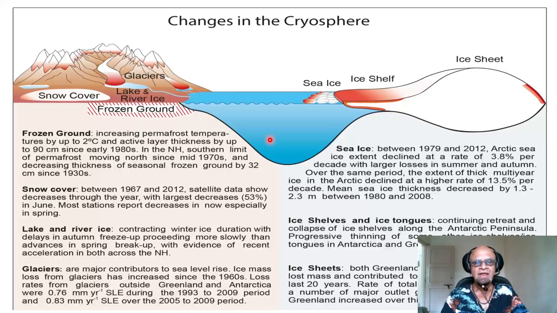Cryosphere. Okay, so let's review some of the things we already said. We have snow cover over here, glaciers over there, a lake and a river, and maybe there is some ice on the lake and some ice on the river, and of course there is frozen ground, which we called the permafrost. If you remember, we saw some nice pictures of houses bending and roads bending because of the permafrost thawing from global warming. And you have sea ice here. Now we are adding a few more things.